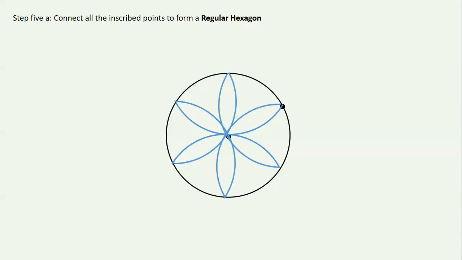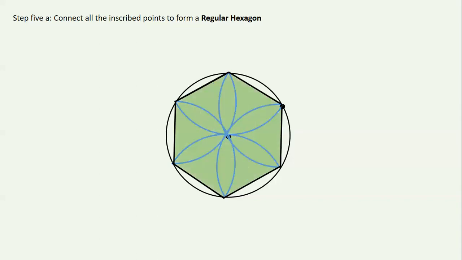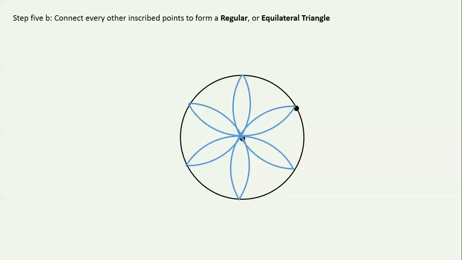Step 5. If you want to make a regular hexagon, you'll connect every single inscribed point. Every single point will be connected. If I shade this in, you can see that it's a regular hexagon. However, if you want to make an inscribed regular or equilateral triangle, instead of connecting every single point, you will connect every other point. So we have 1 line, 2 line, 3 lines to make an equilateral triangle.